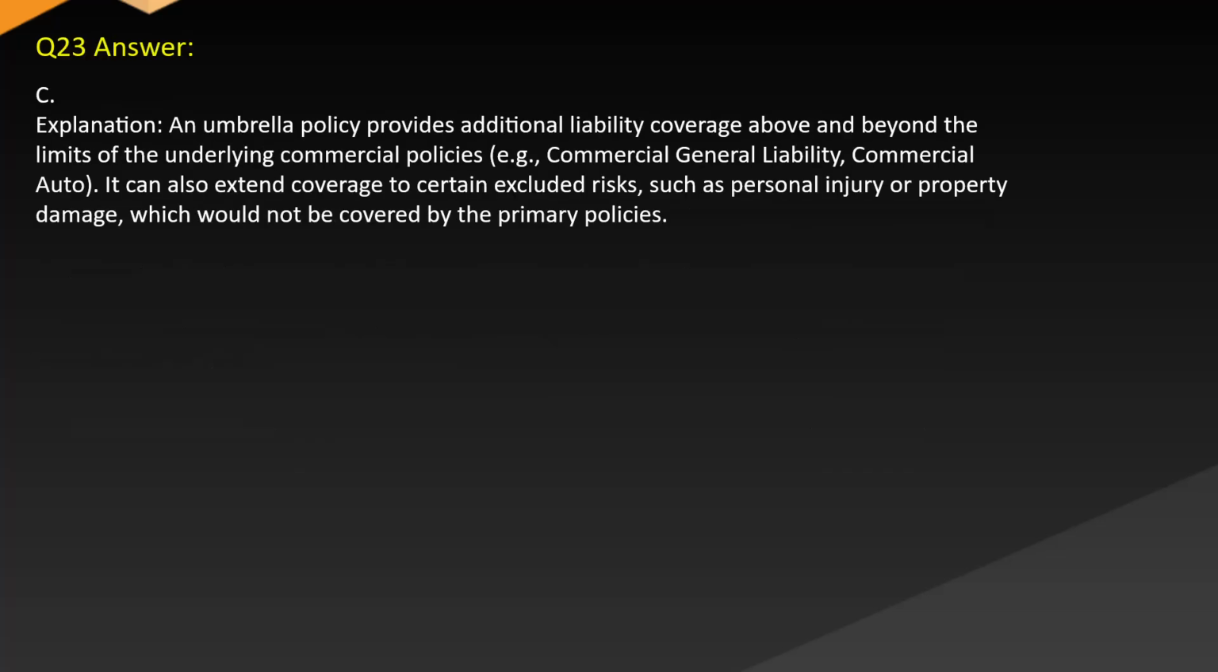Answer. C. Explanation. An umbrella policy provides additional liability coverage above and beyond the limits of the underlying commercial policies, e.g., commercial general liability, commercial auto. It can also extend coverage to certain excluded risks, such as personal injury or property damage, which would not be covered by the primary policies.